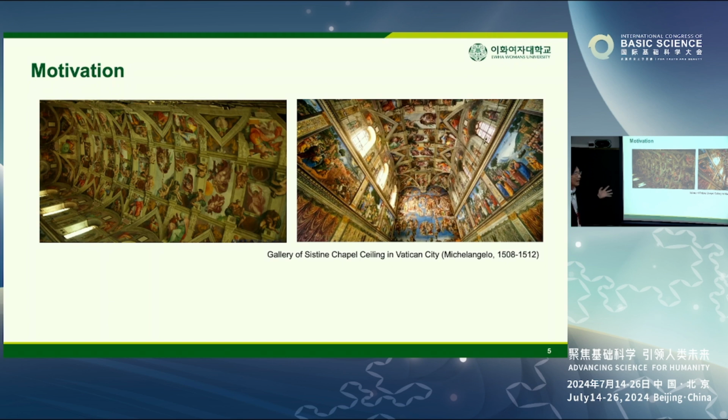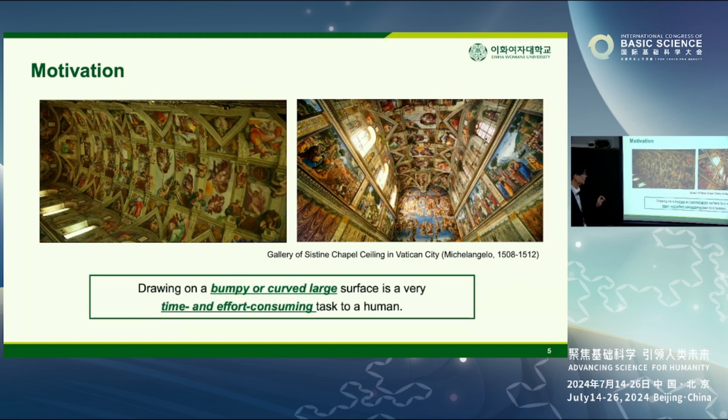But imagine somebody asking you to draw this complicated drawing on the wall. It would be really hard and really time consuming. It would take a long time. Even for an expert like Michelangelo, it took almost 4 years to complete this. So it is a very complicated task for humans to create this kind of art form in the physical world.